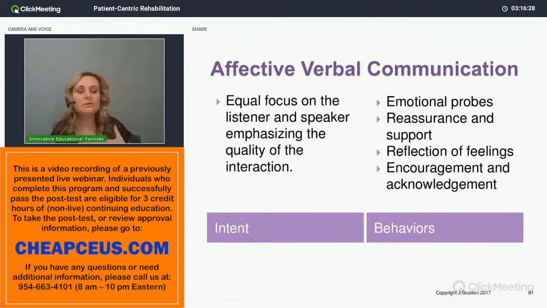And the things that we use to do this are more emotional probes. We look at reflections and feelings. So how do you do that? You may say things to the patient like, I see this upsets you, if they're talking about something, whether it's function or personal life that leads you to a referral, or that must be frustrating. So that to the receiver shows that you are understanding it.